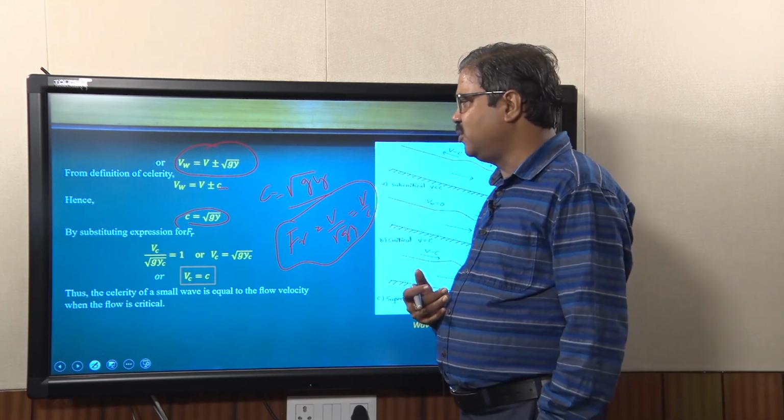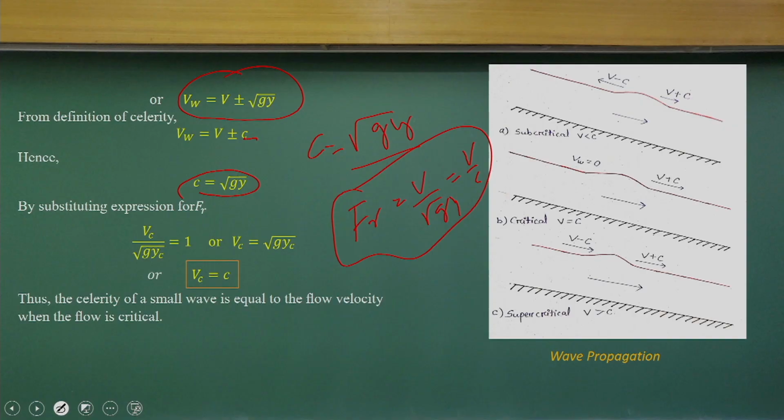Now, very interestingly, there will be two parts. The Vw can have positive and negative values depending upon the V and C values. The case is when you have a subcritical flow, V is lesser than C. You will have both components, V plus C positive, and V minus C will be the negative component. That means if you create any disturbance, it will propagate both upstream as well as downstream.